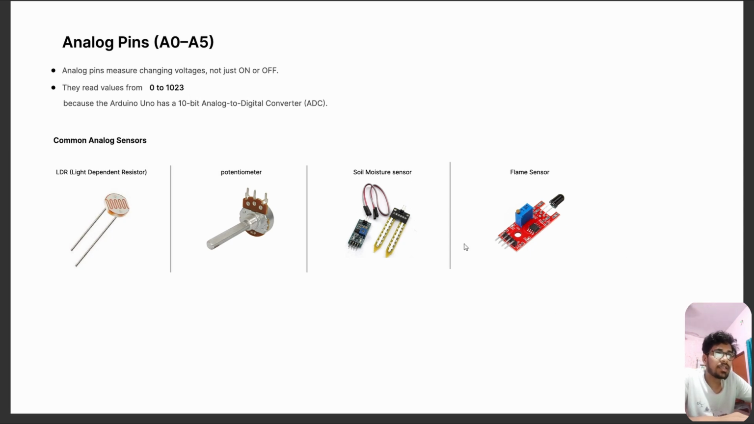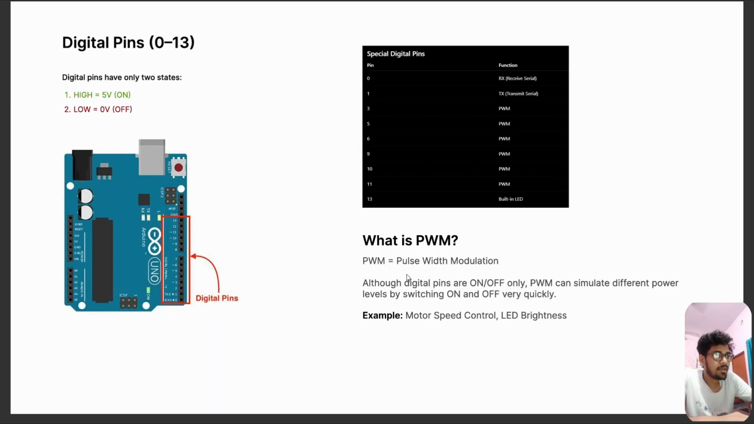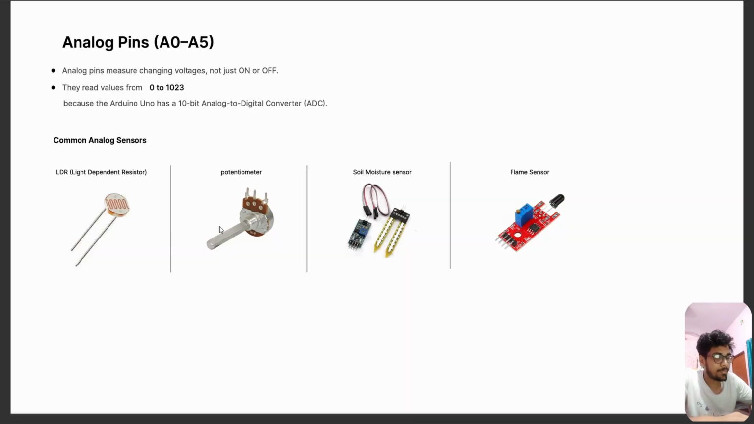All these sensors are connected to the analog pins. And devices like motor speed control and LED brightness connect to the digital pins. Resistors also connect to this. And these connect to the analog pins.